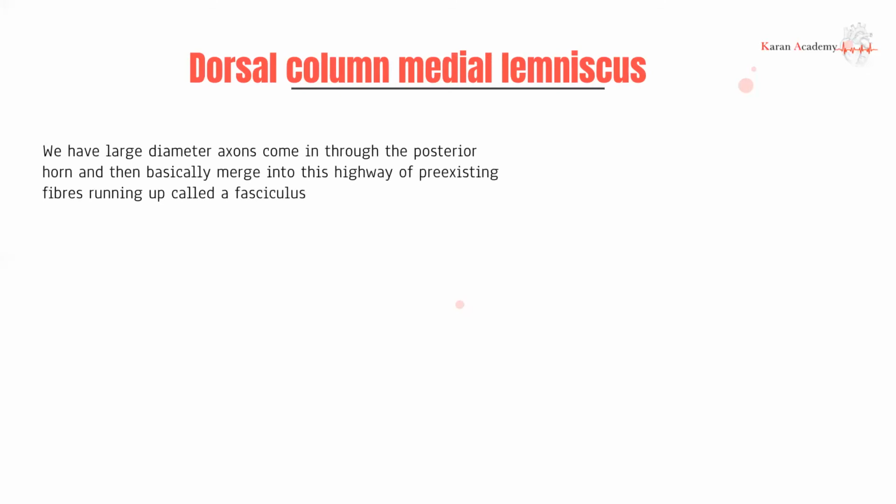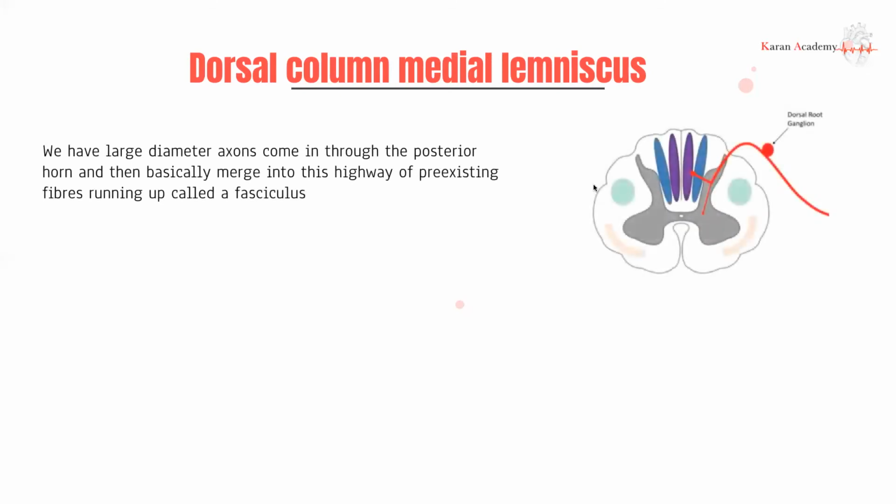Dorsal column medial lemniscus. This is what's happening. We have large diameter axons because fine touch, proprioception, and vibration require large diameter axons. It enters through the dorsal or the posterior horn, you can see here, and then basically merges into this highway of neurons and fibers going up. These are organized into these nice little channels that run up called a fasciculus. So each one of these is called a fasciculus.